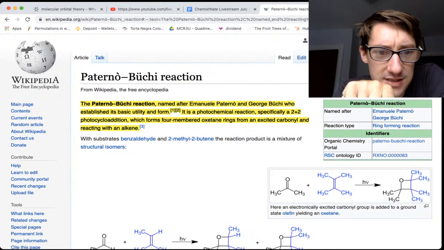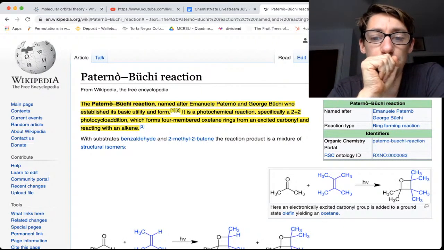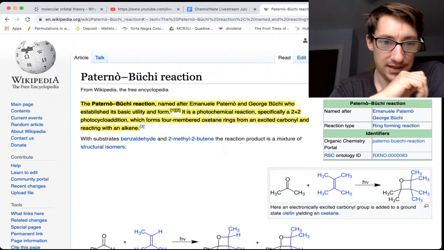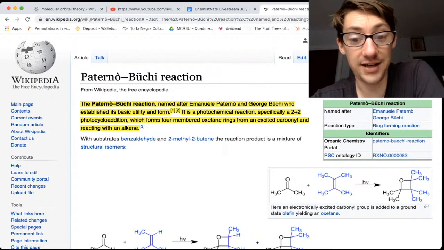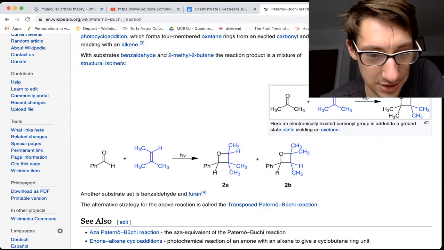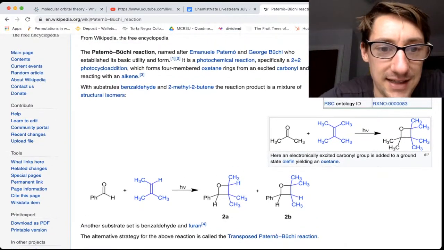It's a 2+2 photocycloaddition. Makes an oxetane ring from an excited carbonyl and an alkene. Oh, hello. Well, this is just like a Diels-Alder cycloaddition, except it has an oxygen atom in it.